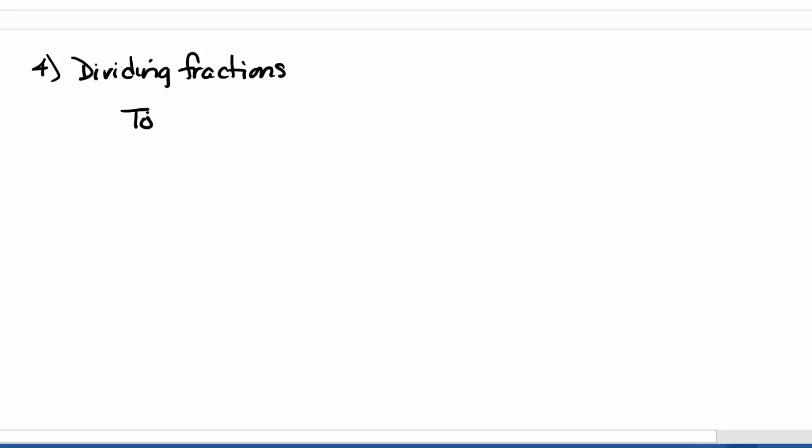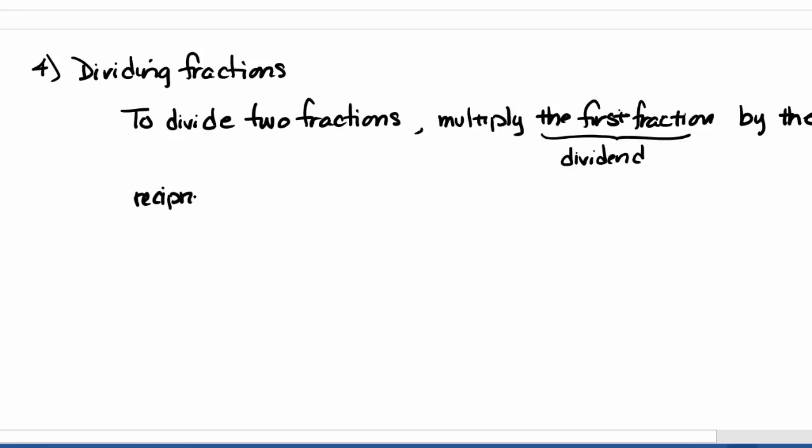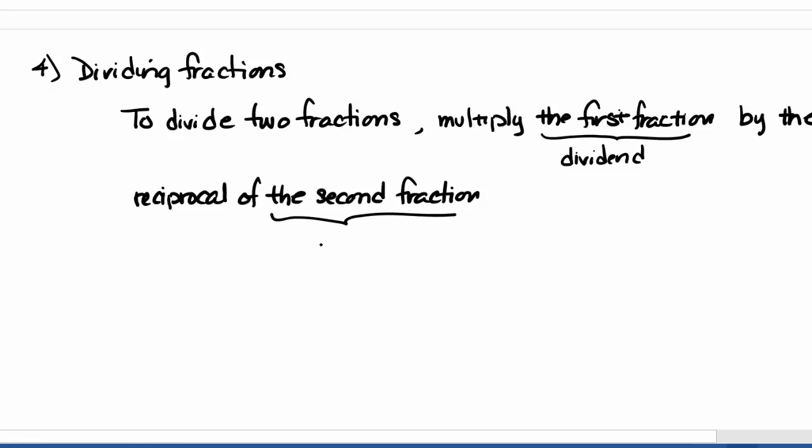So to divide two fractions, we simply multiply the first fraction, which we call the dividend, by the reciprocal of the second fraction, which we call the divisor. Right, so basically what we're doing is we're changing the division problem into a multiplication.